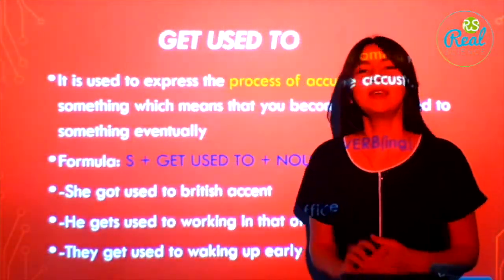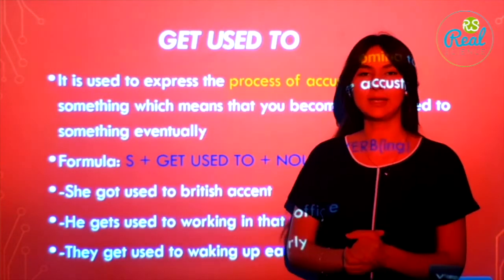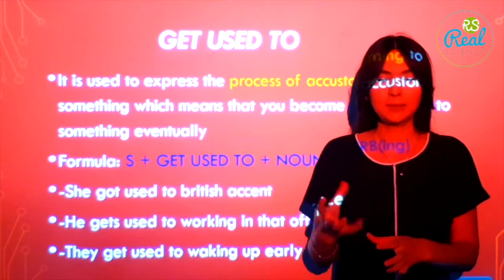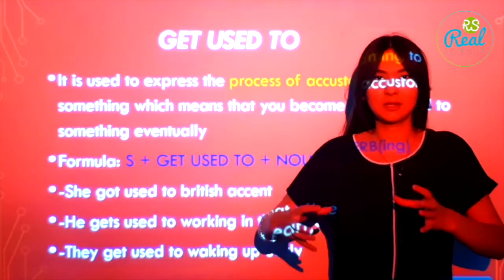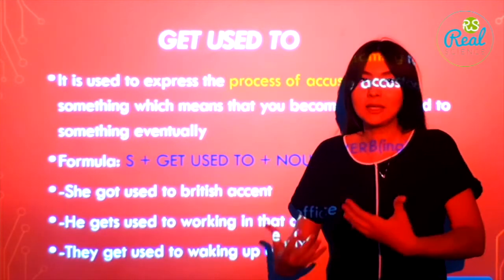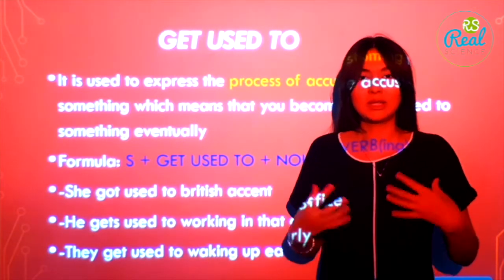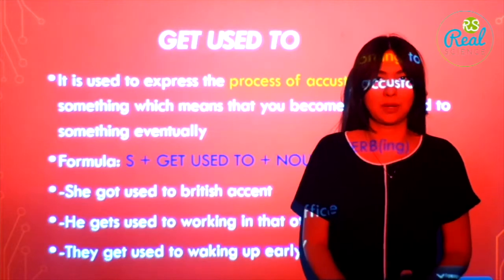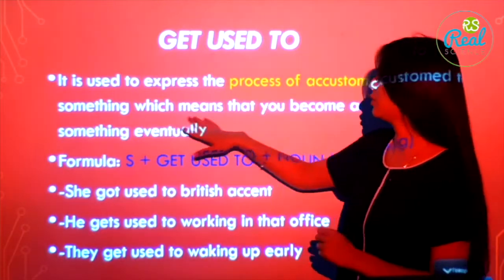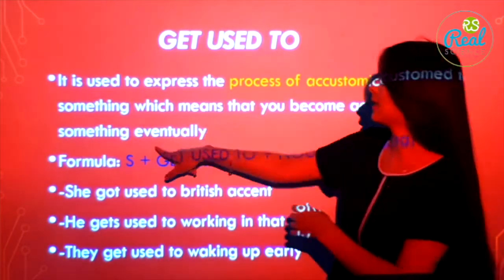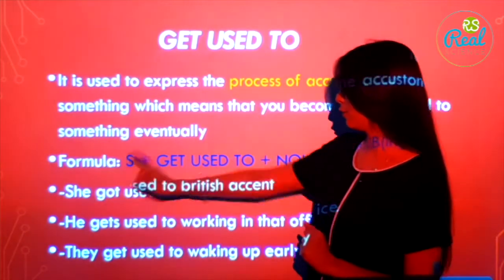Now get used to. What does this mean, guys? It is used to express the process of accustoming to something. In the previous one, be used to means that you are accustomed already, but get used to you use when the process is continuing. You didn't accustom to something wholly, but this is the process that you are accustoming to something, which means that you become accustomed to something eventually. Eventually means постепенно, okay?